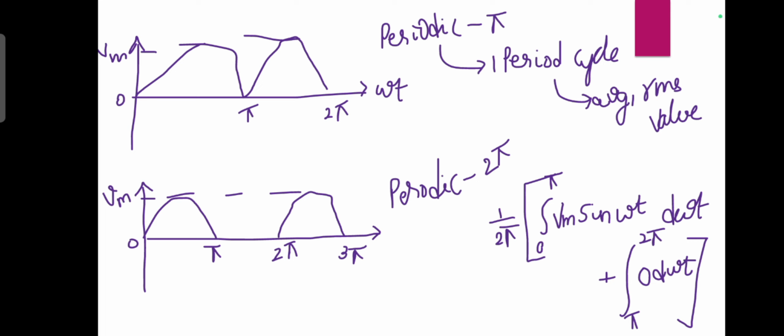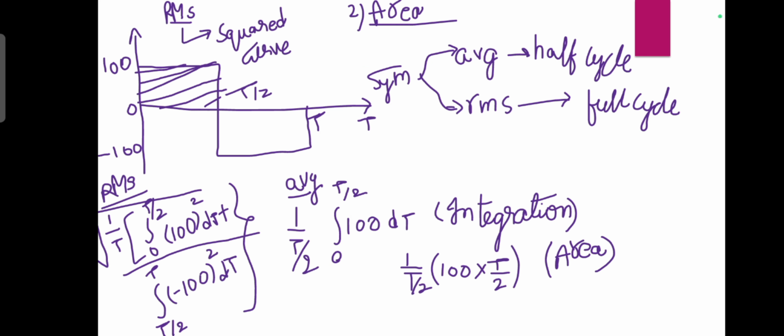And then the root mean square value will be square root of 1 by 2 pi integral 0 to pi Vm sin omega t whole square dt plus integral pi to 2 pi 0 square d omega t. And the second method, so far we have seen the method of integration to calculate the average and RMS values. The second method is finding the area.